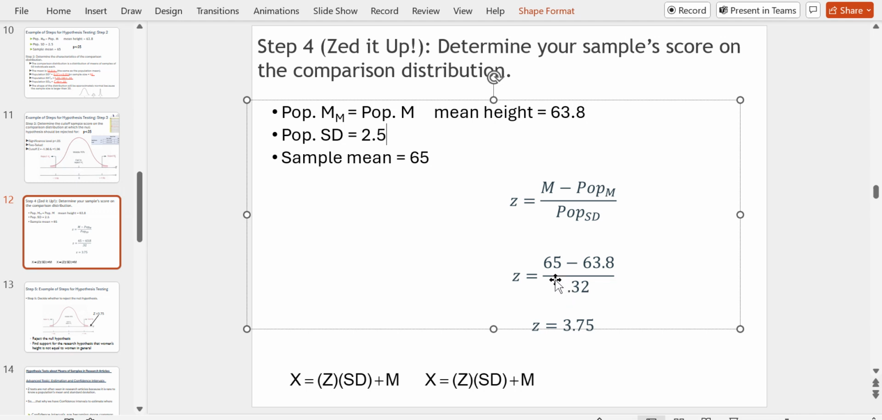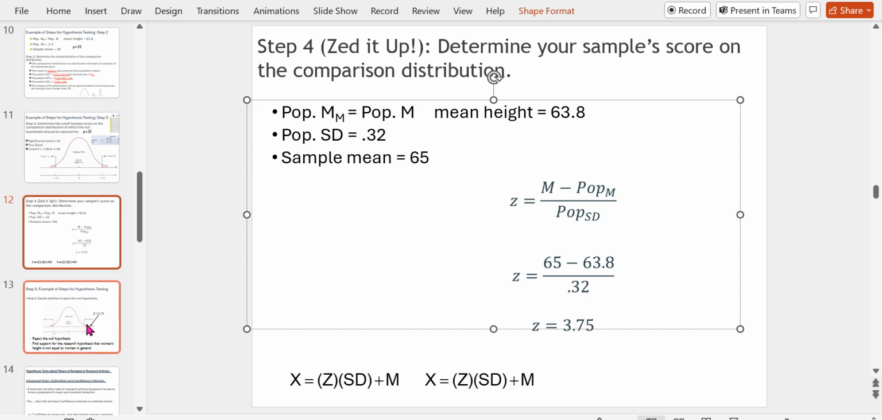0.32. All right, so we got 65 minus 63.8. That's my mean of my sample, and this is the mean of my DOM. Okay, divided by the standard deviation of the DOM, which is 0.32. And you get a z-score of 3.75.